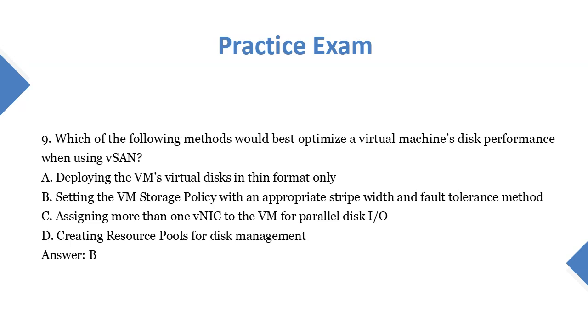9. Which of the following methods would best optimize a virtual machine's disk performance when using vSAN? A. Deploying the VM's virtual disks in thin format only. B. Setting the VM storage policy with an appropriate stripe width and fault tolerance method. C. Assigning more than one vNUMA node to the VM for parallel disk I/O. D. Creating resource pools for disk management. Answer: B.